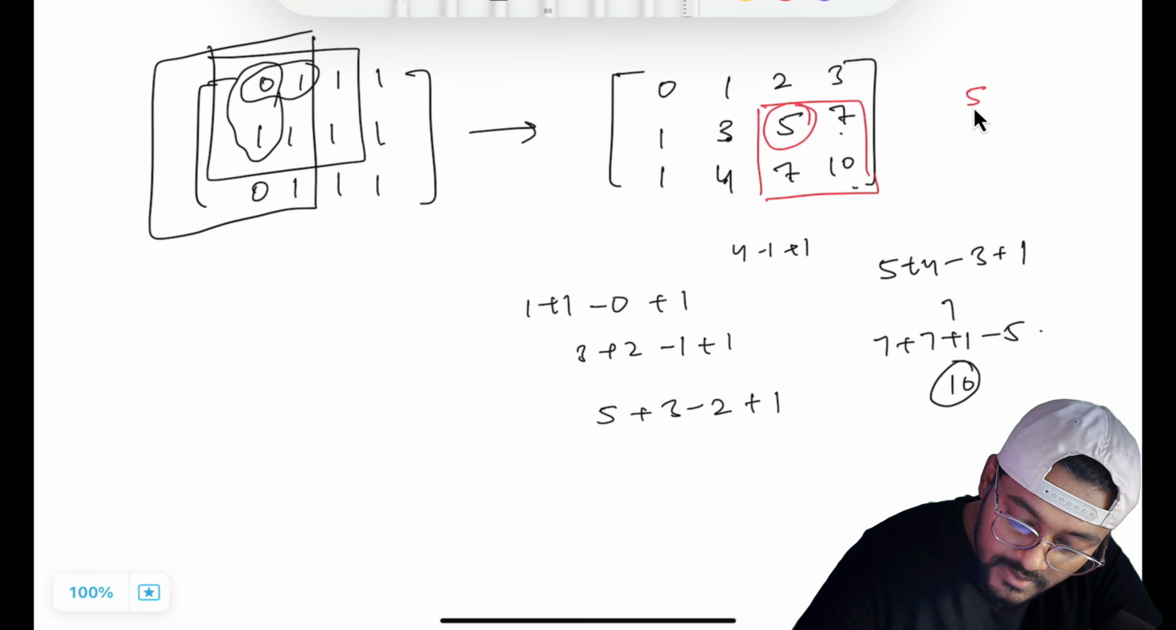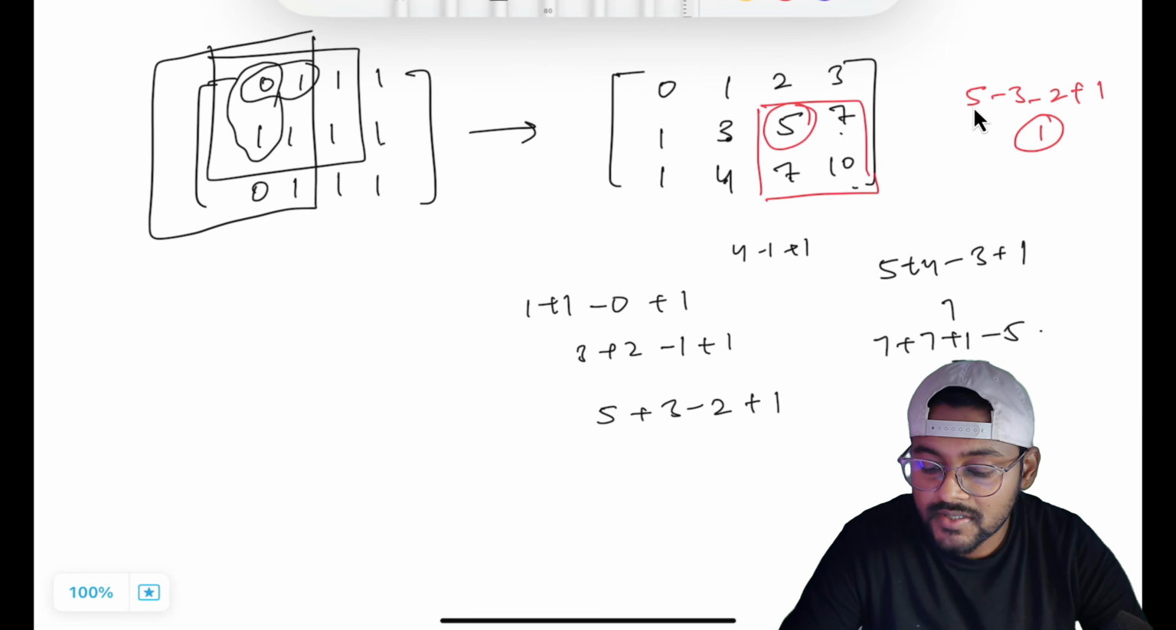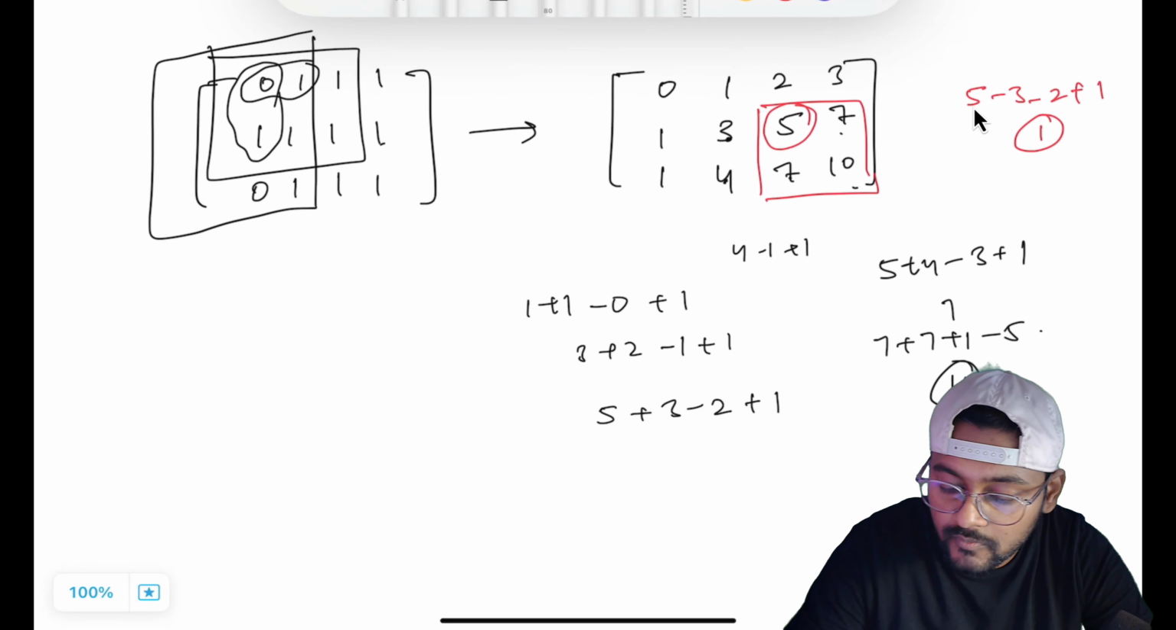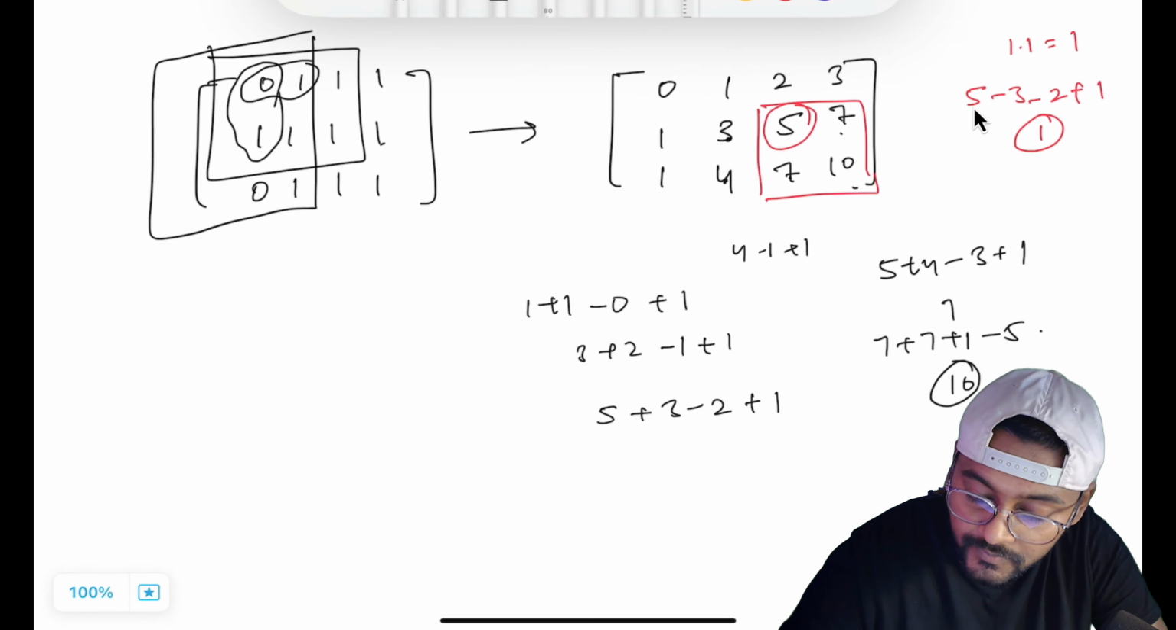5 minus 3 minus 2 plus 1. What is that? That is 1. One size square. To form a one size square, I require area to be equal to 1, which is equal to 1 into 1. Fine. So now check for the two size square.